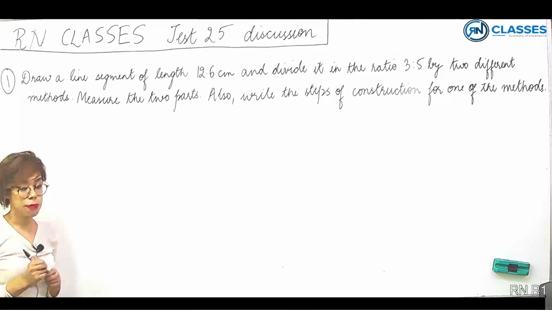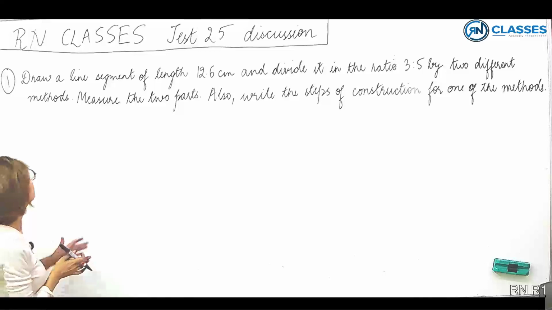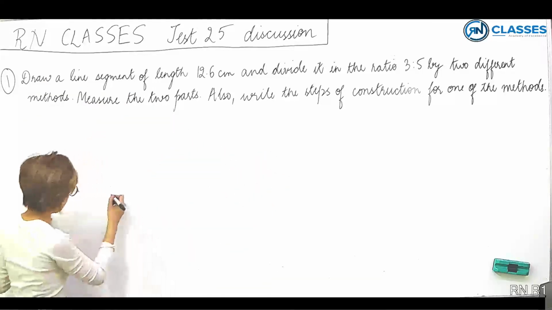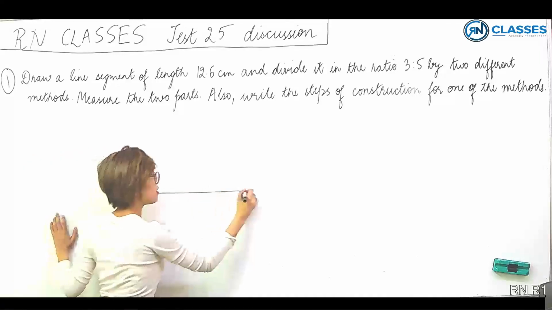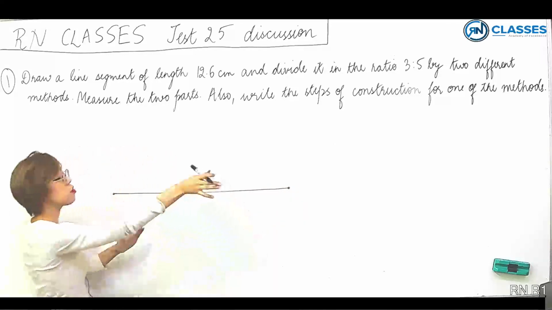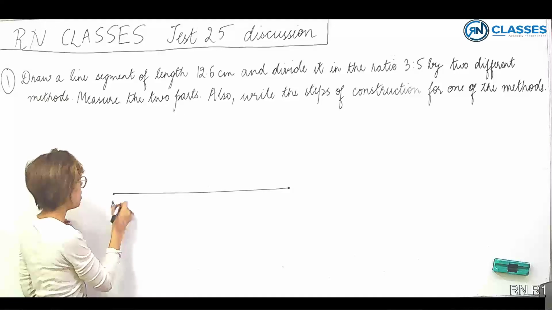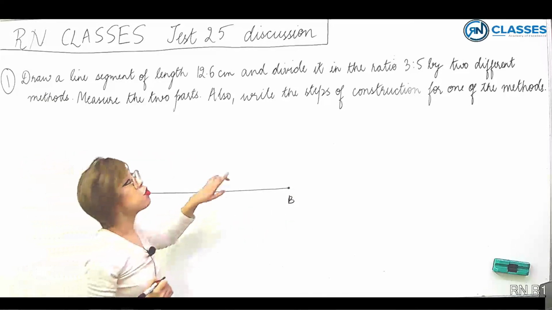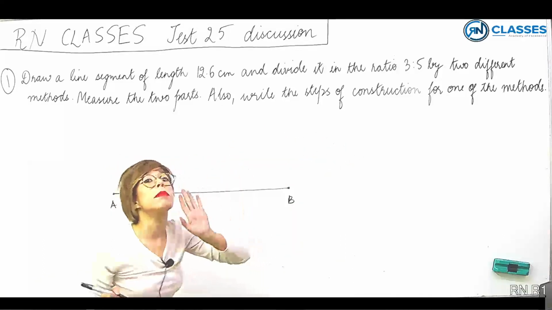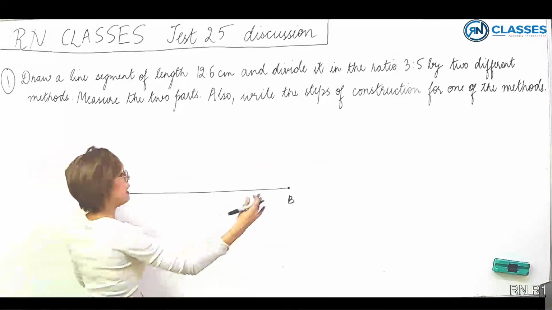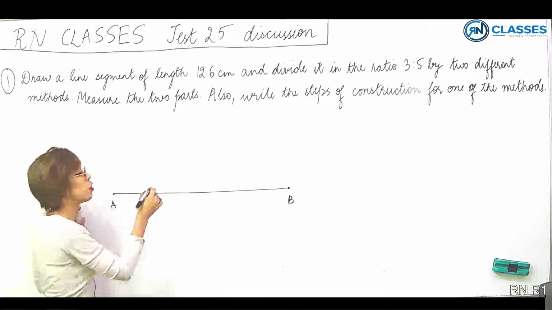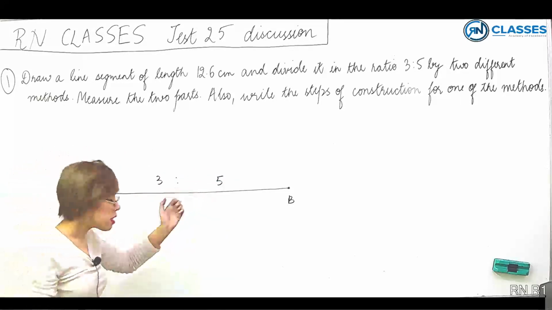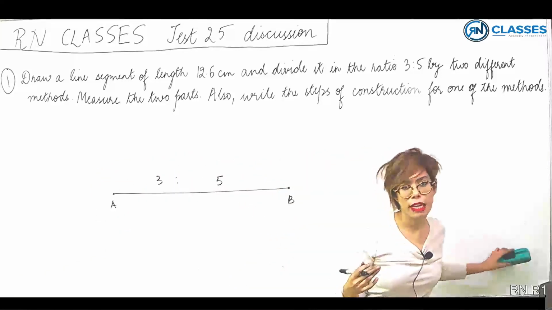Alright. So now we are beginning the subjective part of the paper. So let's begin. Draw a line segment of length 12.6 centimeter. So first of all, this is my line segment, and this is 12.6 apparently. So I'll name this A and B. And divide it in the ratio 3:5 by 2 different methods. So I need to divide this line segment in the ratio 3:5. Obviously I don't know where that point is, and by means of construction, I need to do that.